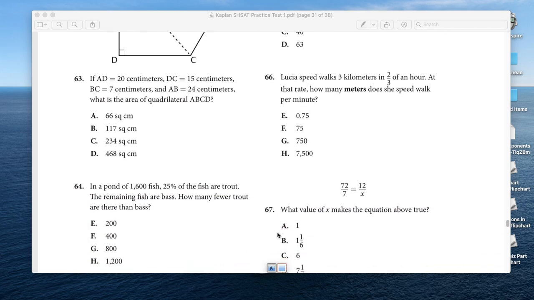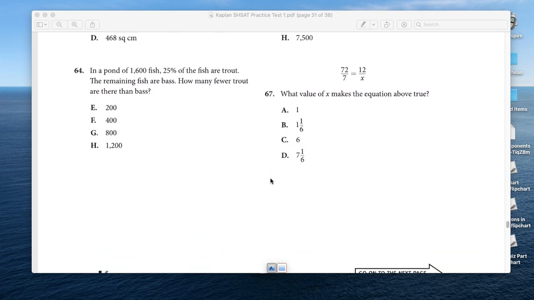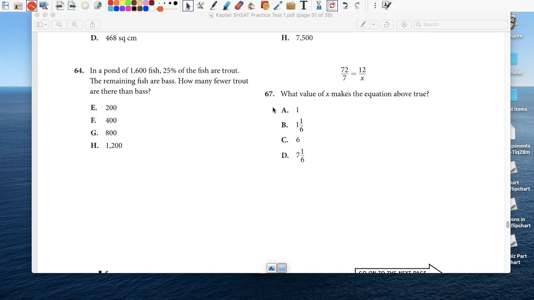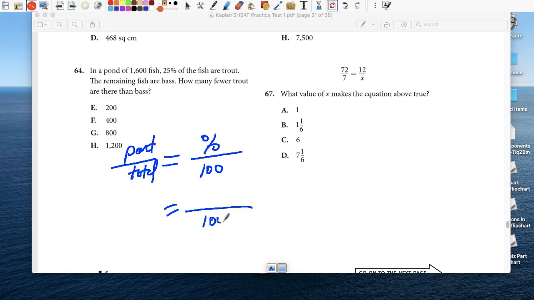64. In a pond of 1,600 fish, 25% are trout. The remaining are bass. How many fewer trout are there than bass? Okay, so let's figure out. So again, this one I will use a percent proportion. Now, percent proportion looks like this, and this is part and total. Right? So using that proportion, it says that 100% of the fish in my pond is actually 1,600 fish.